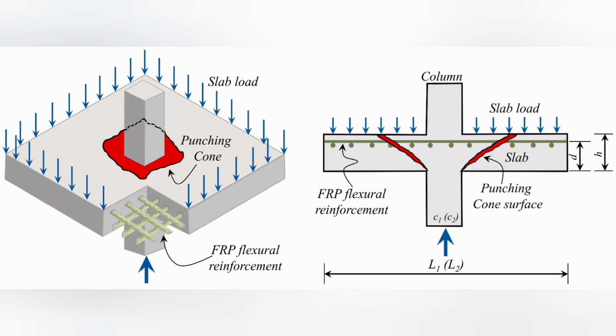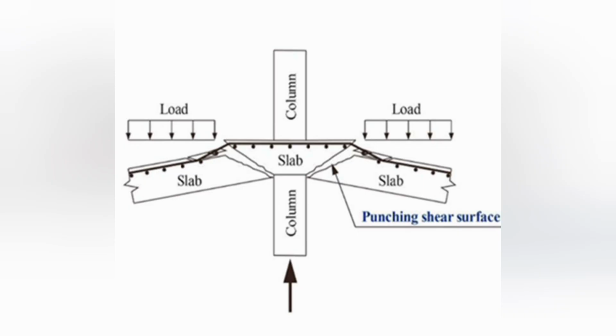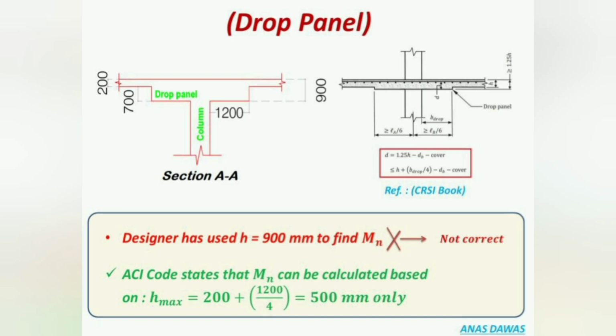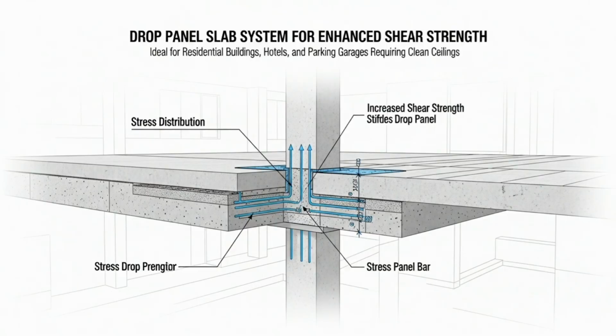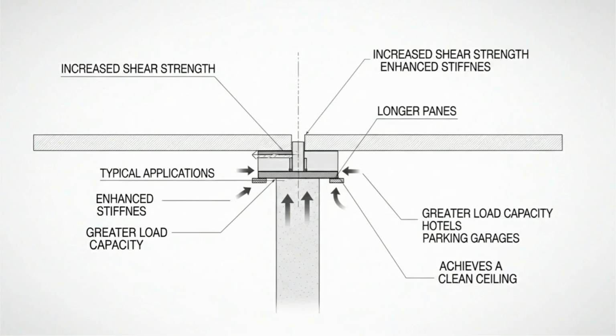To mitigate punching shear, we often use drop panels, thickened portions of the slab around the column, and column capitals, flared column heads. When you add these elements to a flat plate, it becomes a flat slab. The drop panel significantly increases the shear strength and stiffness at the column connection, allowing for greater loads and longer spans. These systems are the go-to choice for residential buildings, hotels, and parking garages where a clean ceiling is desired.